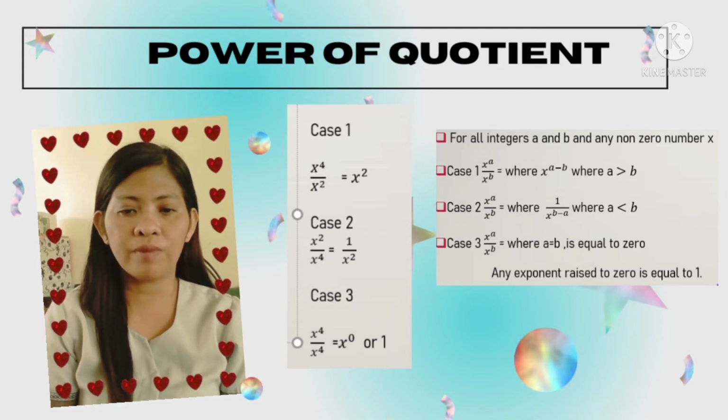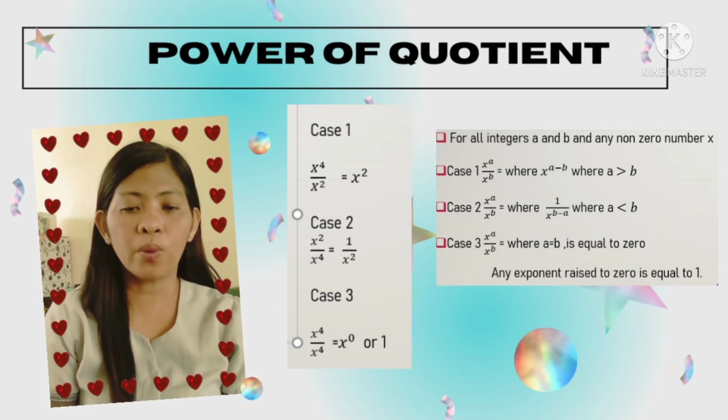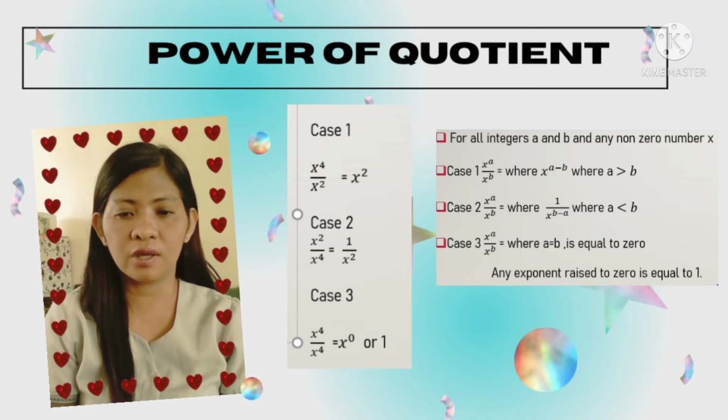So the base is x. Copy the base, and the numerator is always 1, so put 1 in the numerator, then subtract the exponent of the numerator, which is 2, from the exponent of the denominator, which is 4. So the result is 2.